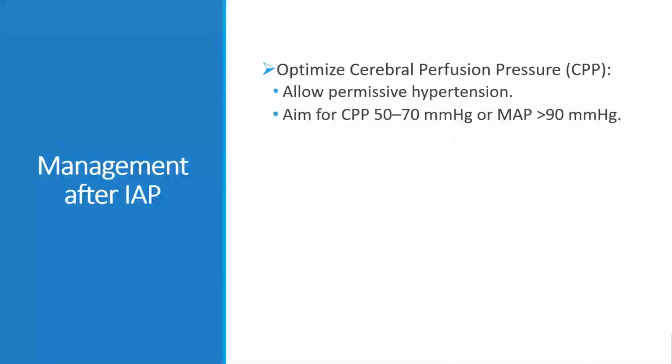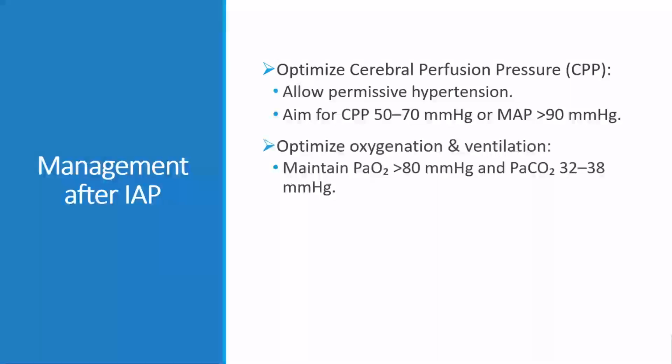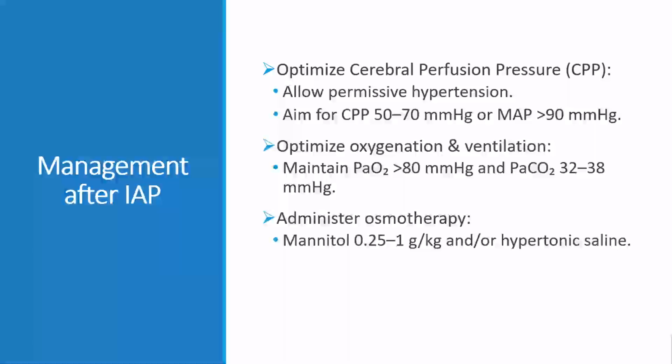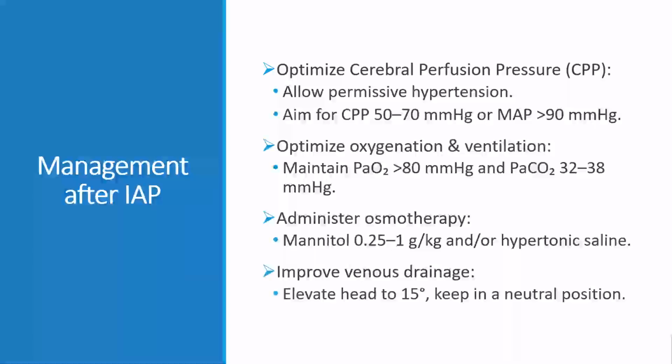What is the management after intracranial aneurysm rupture? Optimize cerebral perfusion, allow permissive hypertension, aim for cerebral perfusion pressure 50 to 70 or MAP above 90. Optimize oxygenation and ventilation, maintain PaO2 more than 80 millimeter of mercury in ABGs and PCO2 35 to 38 millimeter of mercury. Administer osmotherapy. We can use mannitol at 0.25 to 1 gram per kg, or we can use hypertonic saline. We have to improve the venous drainage, like elevate the head to 15 degrees and keep the patient in a neutral position.